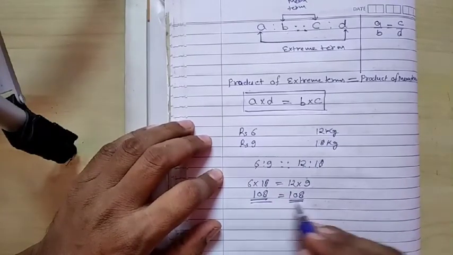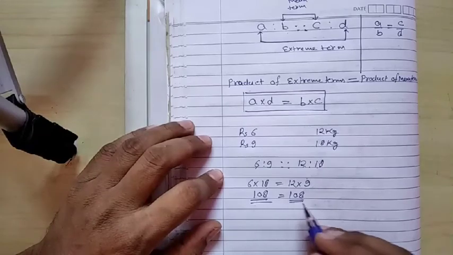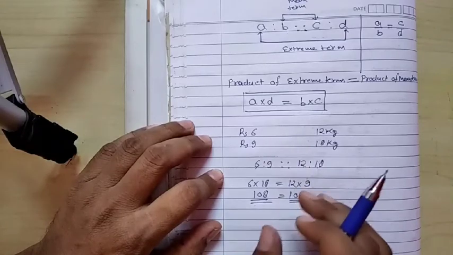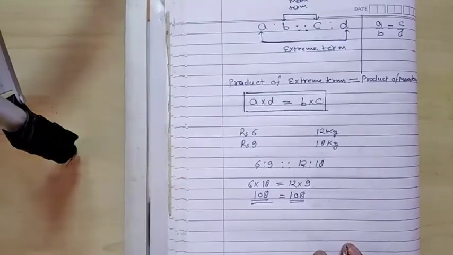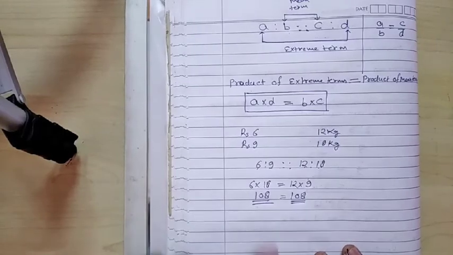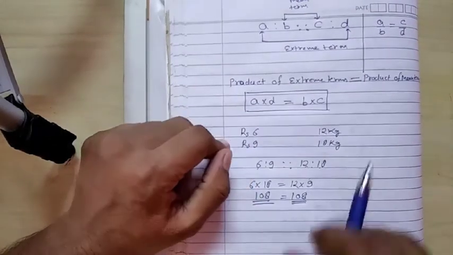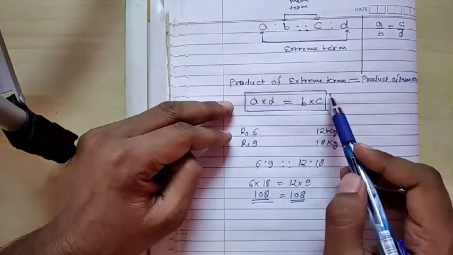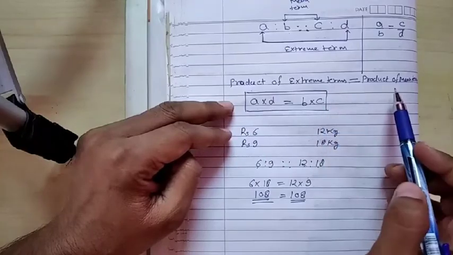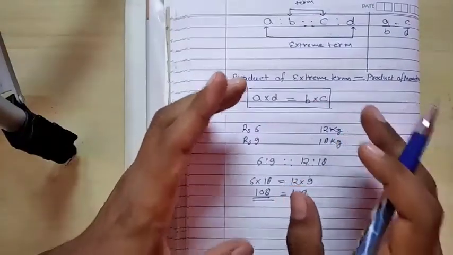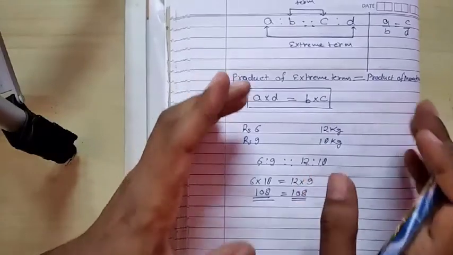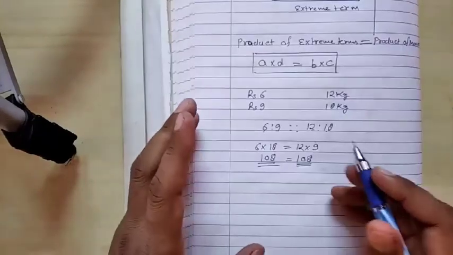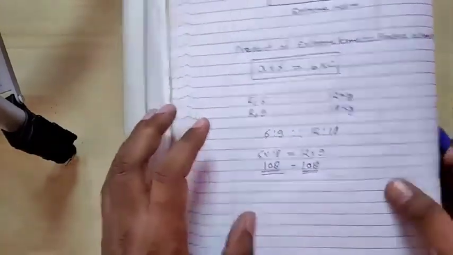Got it? If their products are not equal, we will say that these two ratios are not in proportion. Got it? This type of question can be asked in the exercise. So I told you two methods. In the first method you get the simplest form, and in the second you find the product of extreme terms and the product of mean terms. If both products are equal, the given ratios are in proportion, otherwise they are not in proportion. Got it? Now we will do Exercise 12a.